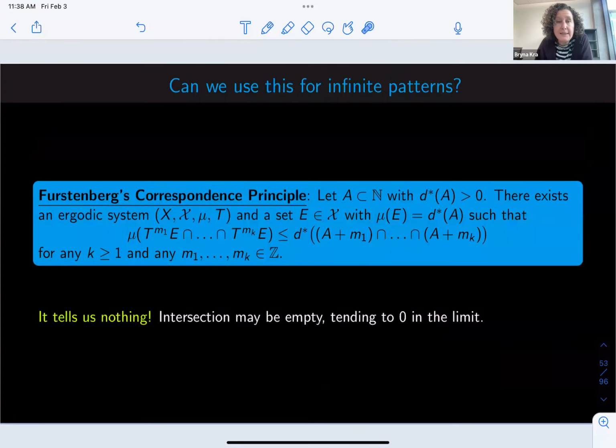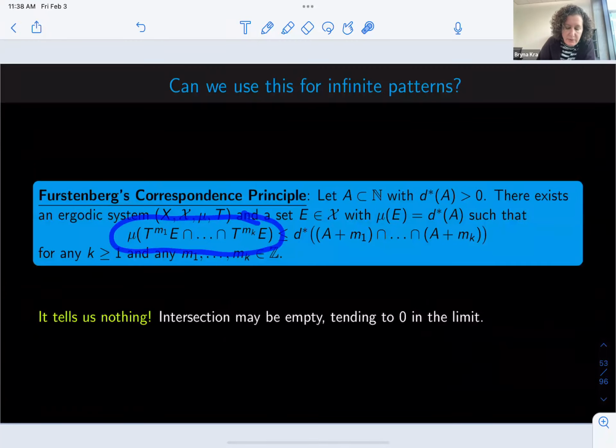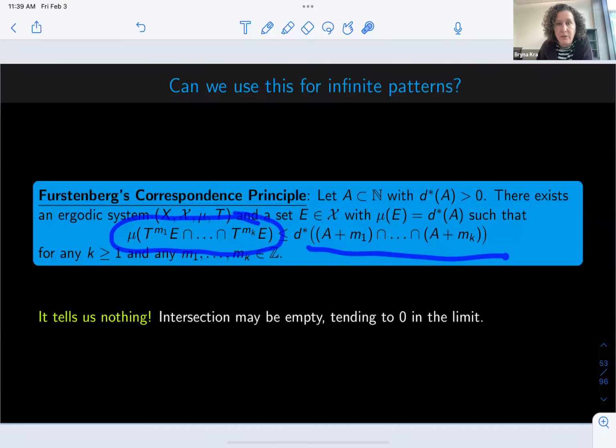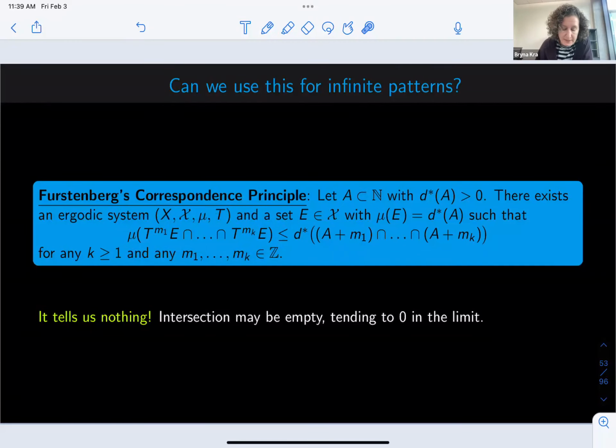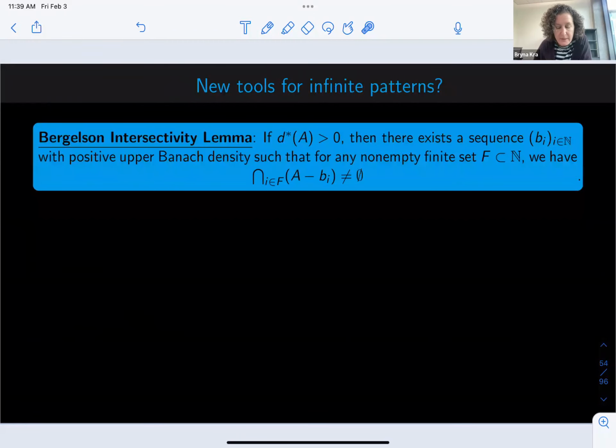And unfortunately, this doesn't tell us anything, because if you were going to apply this for an infinite pattern, if the measures of these intersections start going to 0 as you put more and more terms in, this will go to 0, which will tell you that this is bigger than or equal to 0, which doesn't give you any information. So unfortunately, as it stands, these intersections could become empty. You don't learn anything from it.